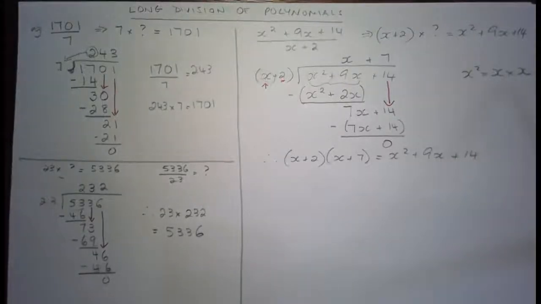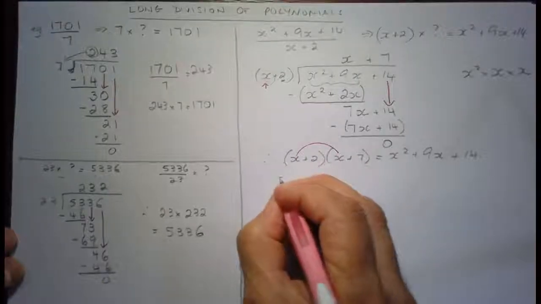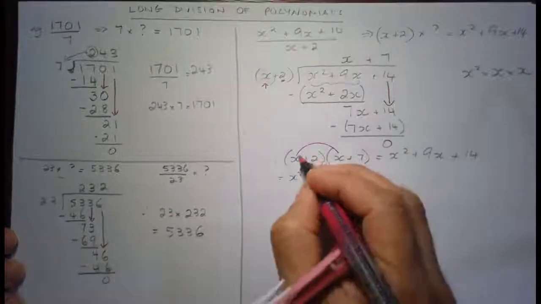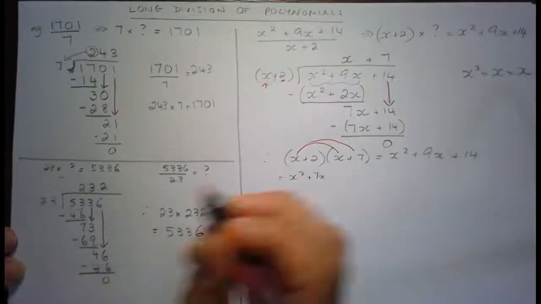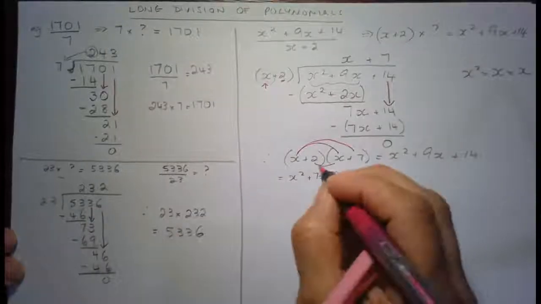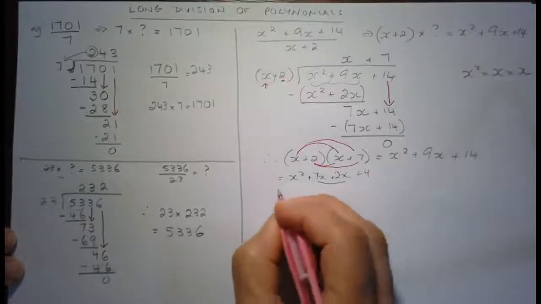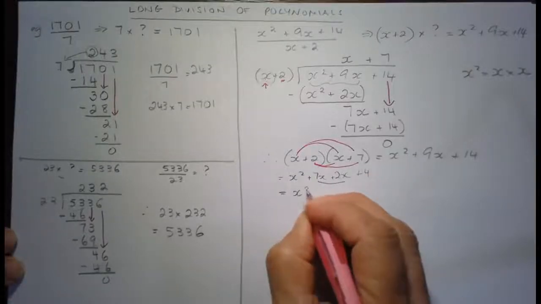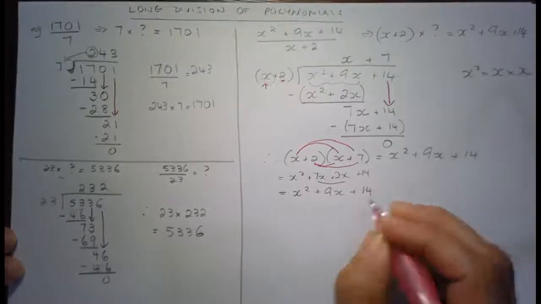How can I check this? I can check this by expanding out. x times x is x squared. x times 7 is 7x. 2 times x is 2x. 2 times 7 is 14. Collect my like terms. That gives me x squared plus 9x plus 14.